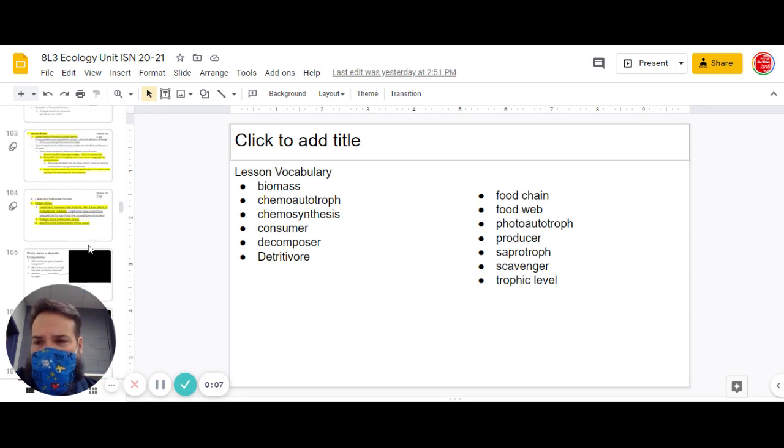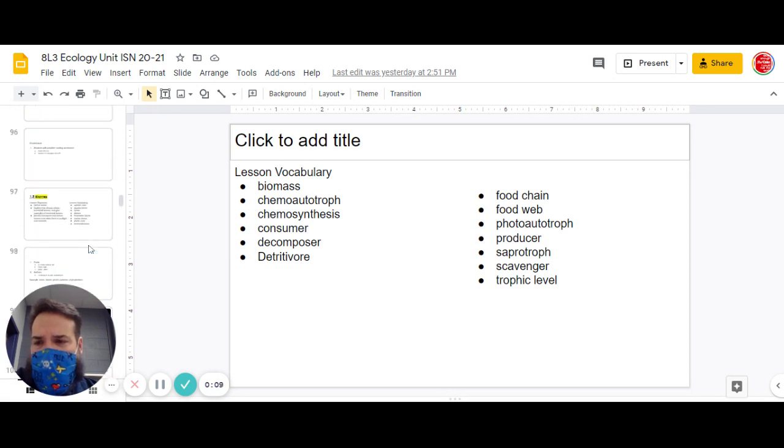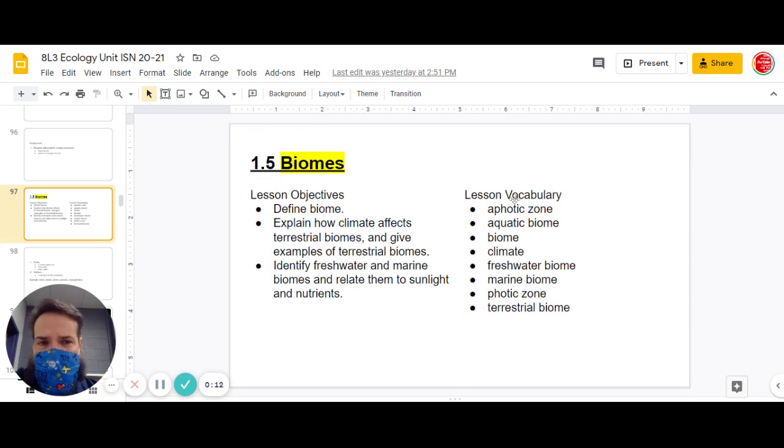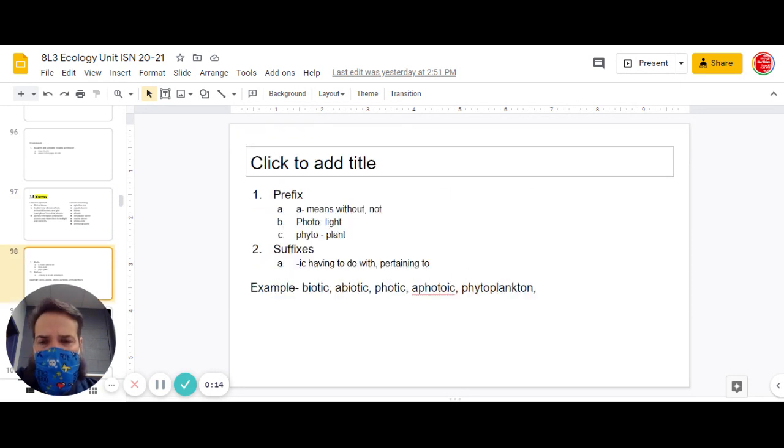So yesterday we talked about biomes, and we talked about some prefixes: a means not or without, photo means light, phyto means plant, and ic means having to do with. So photic means having to do with light. Aphotic means having to do with no light, or without light.